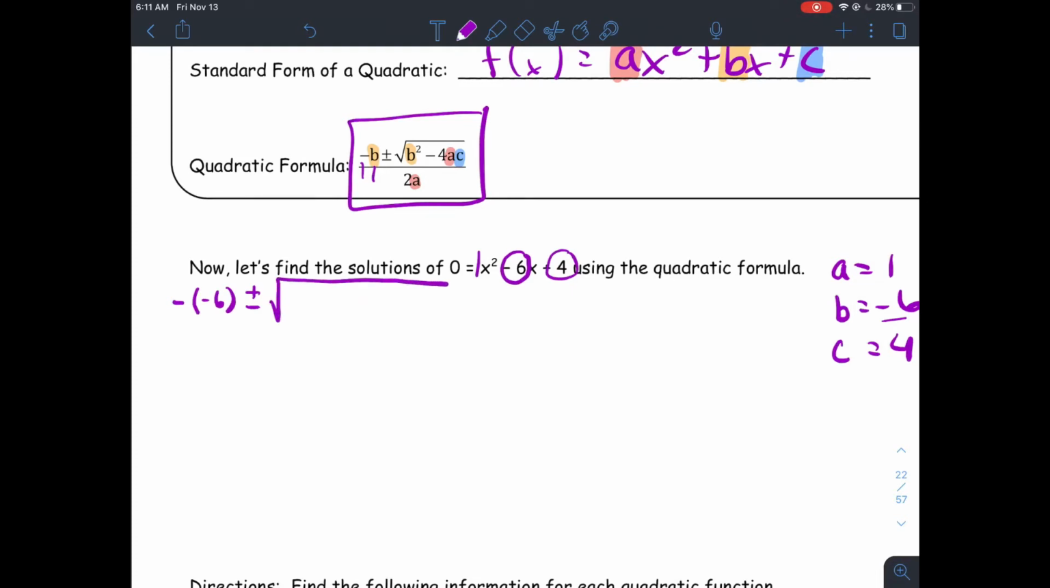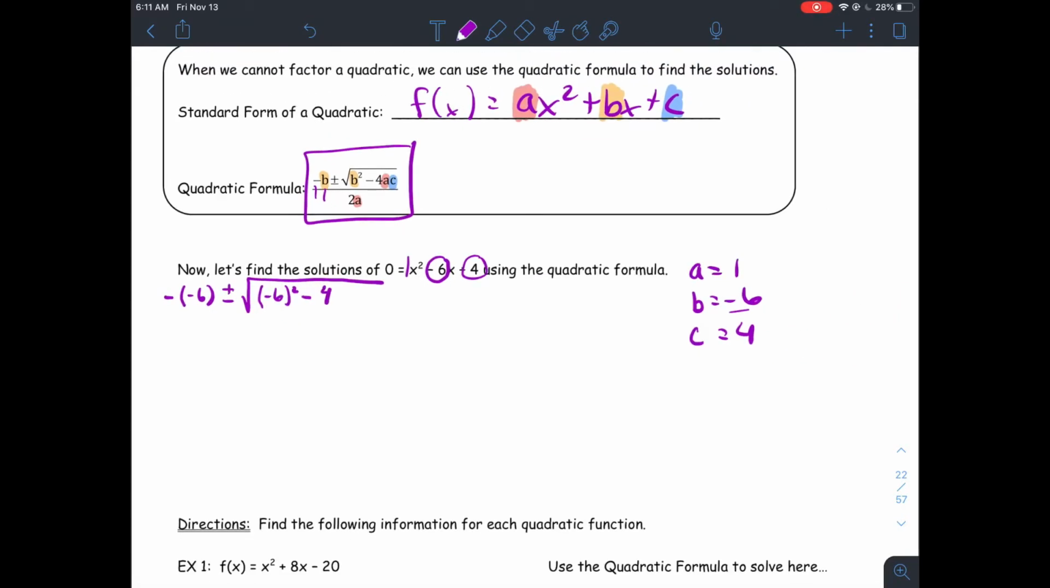And then we get the square root. And then we have to do b squared. So we're going to do -6 squared. Then we do minus 4. Then we're going to multiply it times our a value, which is 1. And then we're going to multiply it by our c value, which is 4. And then we're going to put that all over 2 times a. So 2 times our a value, which is 1. So I know this looks super duper scary. It's like, oh my gosh. But we can do it, guys.